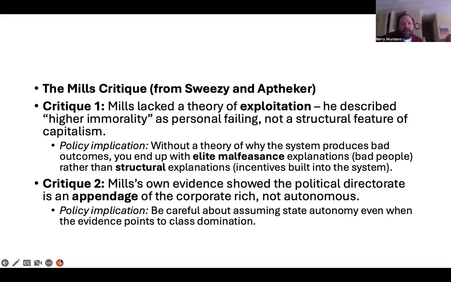Mills lacked a theory of exploitation. He described higher immorality as a personal failing, not a structural feature of capitalism. Again, the implication of this is that without a theory of why the system produces bad outcomes, you end up with elite malfeasance explanations, bad people, rather than structural explanations, incentives built into the system, in other words. And again, I think there's a powerful critique as well. It's not just bad people doing bad things. The system itself is designed in a way, or set up in a way, or exists in a way.